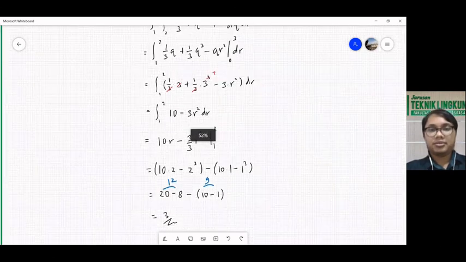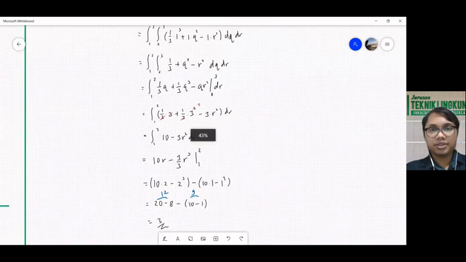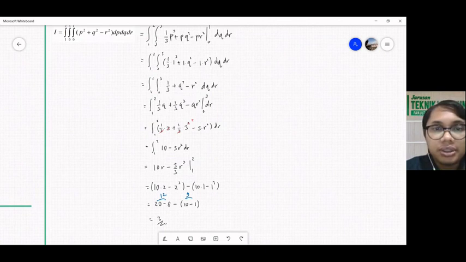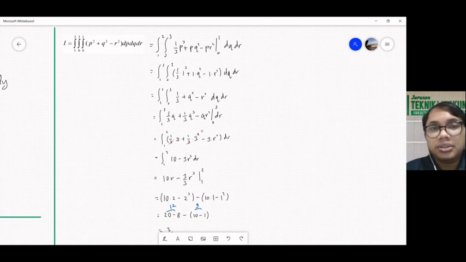Okay, I think it's not so difficult. If you already master the integral, you can just follow the steps, and everything will be easy. Okay, again, if you have a question, please ask in our WhatsApp group, or just put a comment below the video.